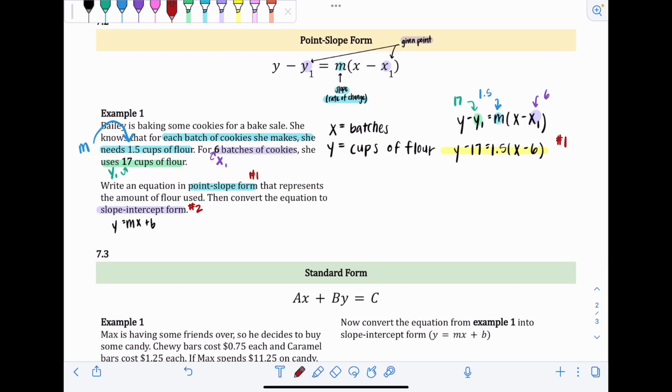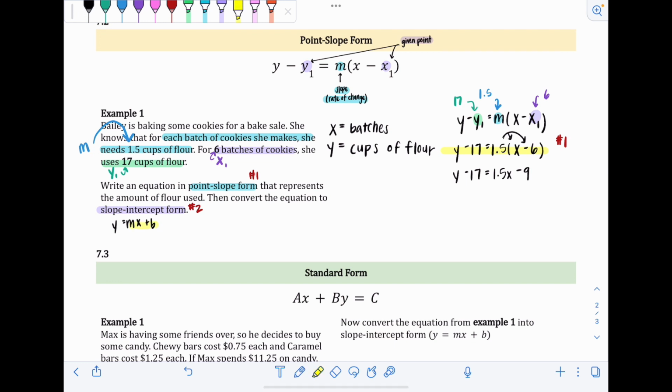To convert it to slope intercept form, which again is y equals mx plus b, what slope intercept form means is that it has y by itself on one side of the equal sign, there's no parentheses, and everything is simplified on the right side. On the right side right now, I have parentheses, so my first priority is to get rid of those. I'm going to do y minus 17, and I leave that alone for right now. To get rid of the parentheses, I have to distribute that 1.5 by everything inside the parentheses. So 1.5 times x is 1.5x, and 1.5 times negative 6 is negative 9.